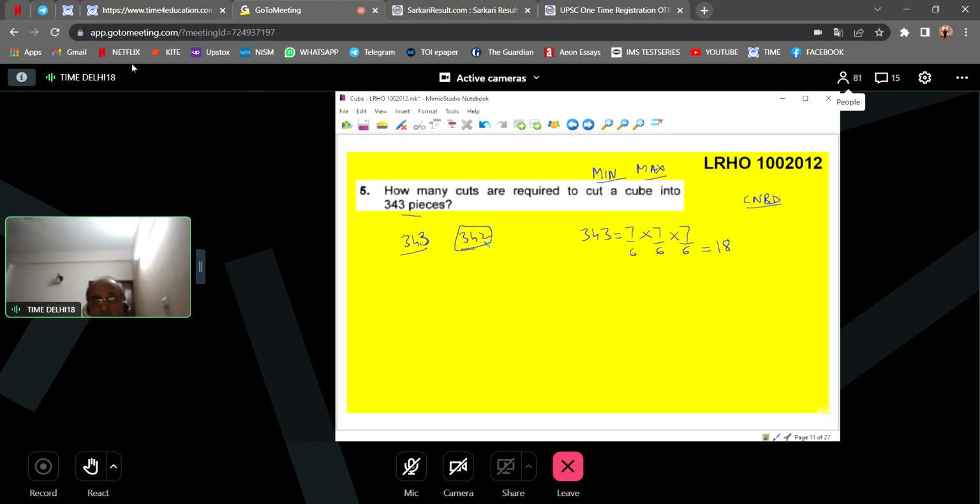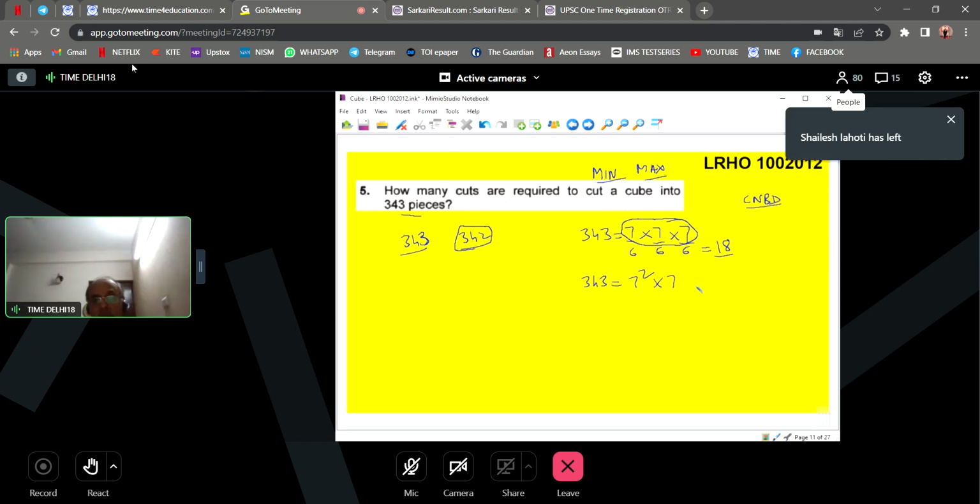I can get the same result by applying 342 cuts. I can get the same result by applying 18 cuts also. But can I rearrange these three numbers? Can I write it like this? 343 is 7 square into 7 into 1.